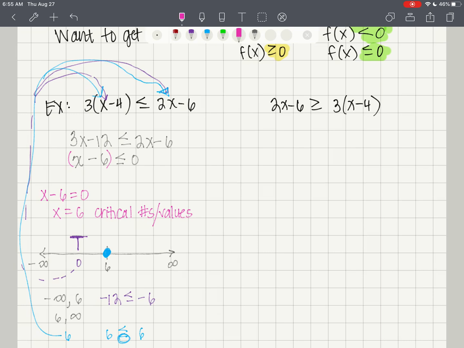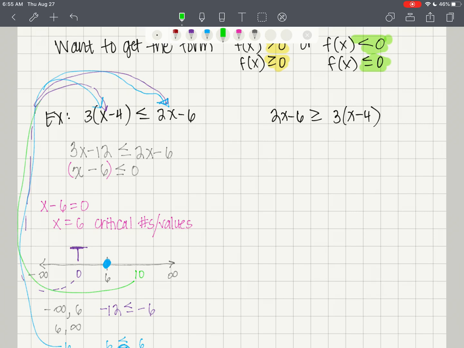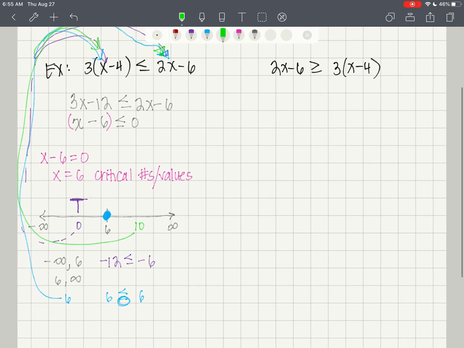Now I need to test a value between 6 and infinity. So let's maybe choose 10. When I put 10 in, 3 times 6, 10 minus 4 is 6. 3 times 6 is 18, is less than or equal to, again I'm putting 10 in, 2 times 10 is 20, 20 minus 6 is 14. This is false. So if I put a value in between 6 and positive infinity, that truth value is false, which means that interval does not work.